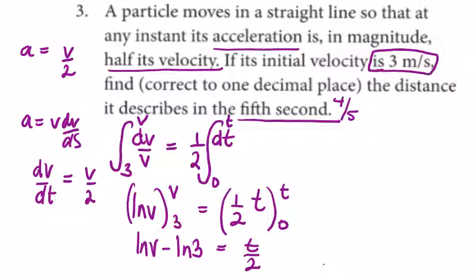So coming up here, the natural log of v over 3 is going to be equal to t over 2. So e to the power of the right hand side, t over 2, is equal to v over 3. So instead of writing the v over 3, we can put the 3 in front of the e. So now we have velocity in terms of time.